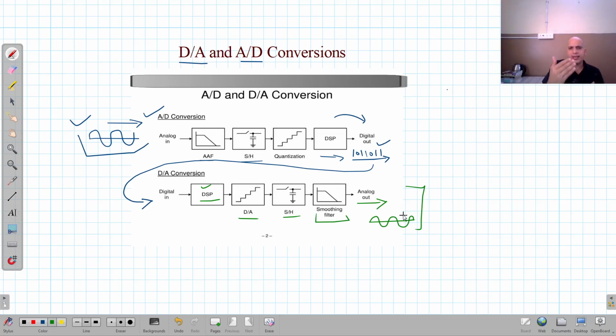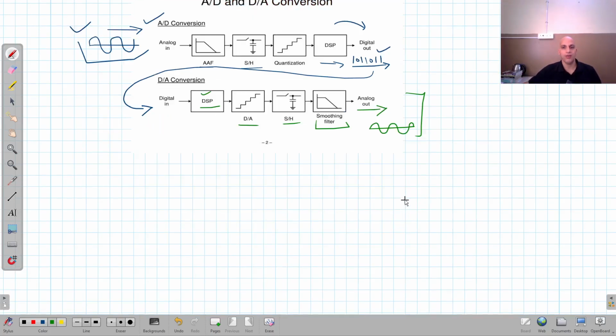So in this lecture, I'm going to start with this topic. First of all, we are starting with the digital to analog conversions because they are easier to understand as compared to A to D conversions. So we will start with the digital to analog converters, D to A converters, right?